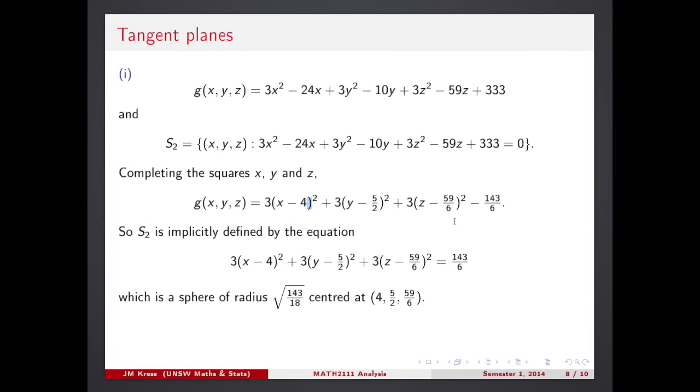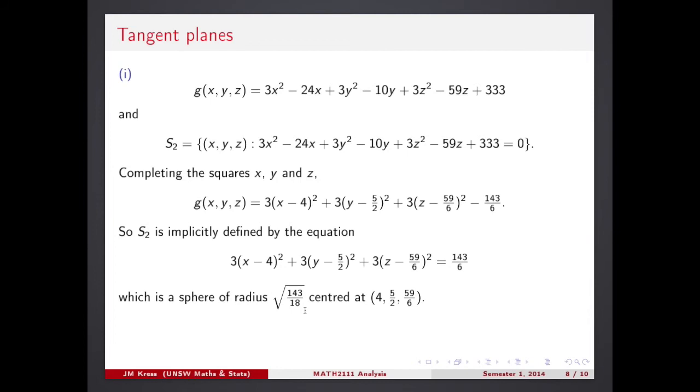You got the center, 4, 5 on 2, 59 on 6. Well, what can I say? 59 on 6. And then you got the radius. Well, it's not the radius because you have to divide by 3. But if you divide this by 3 and take a square root, that will be the radius right in here. So that is the sphere.